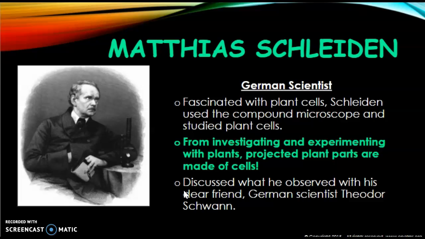Third person is a German scientist named Matthias Schleiden, okay? And pretty much with his experiments, what he concluded and what he observed, he was able to conclude that all plants are made of cells. So far we have that cells exist and what cells are, that cells are living things, and the first thing that was found out after that is that all plants are made of cells.